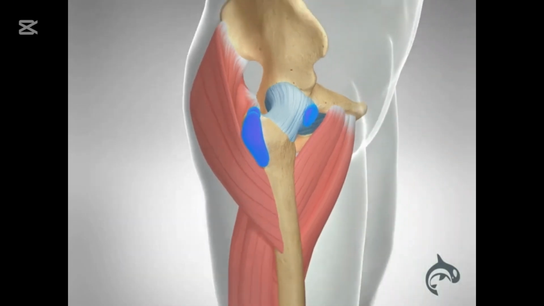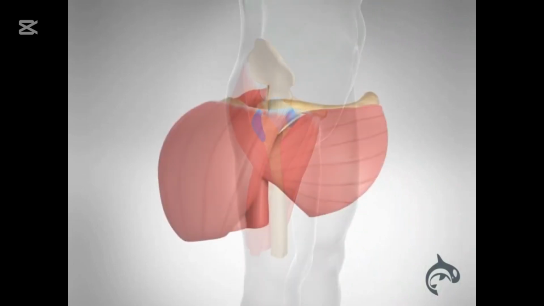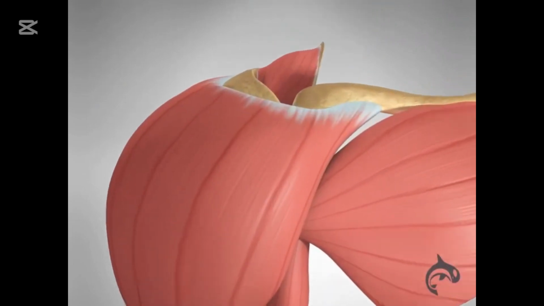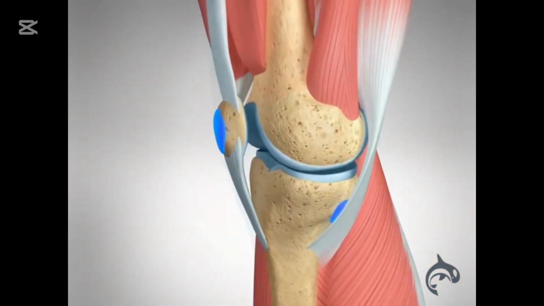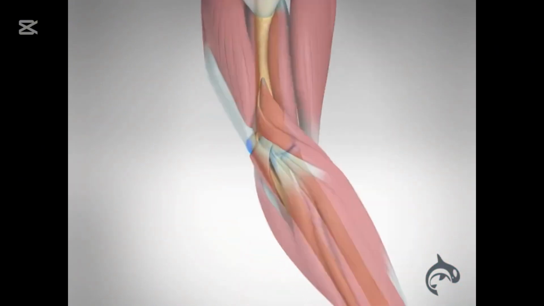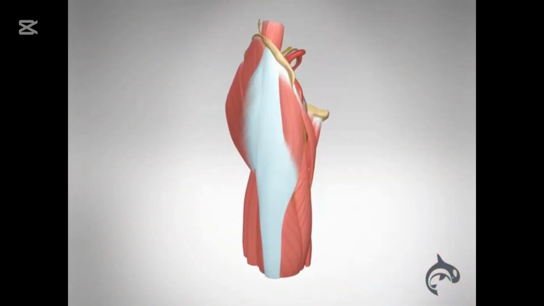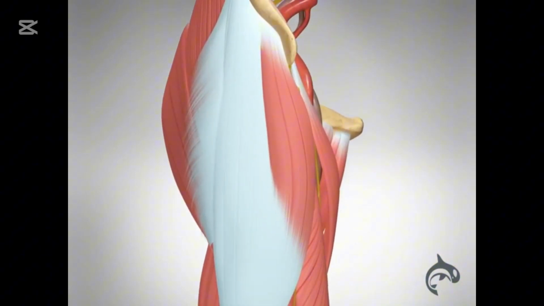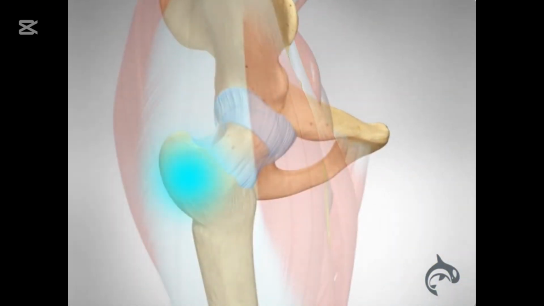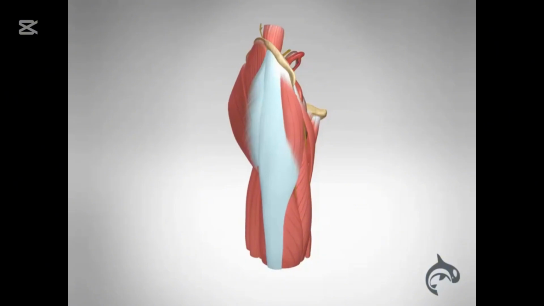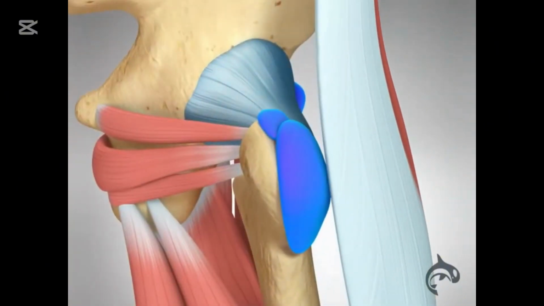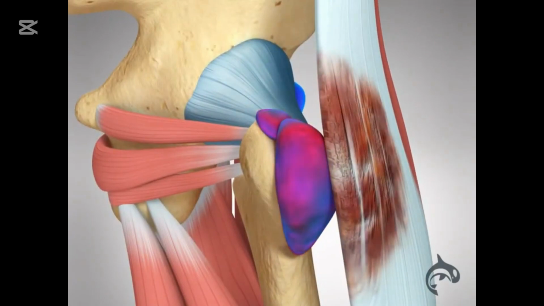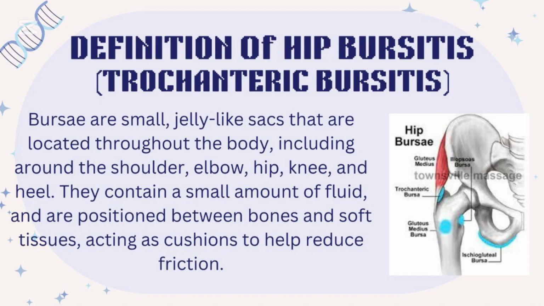Bursa are small, jelly-like sacs positioned between bones and soft tissues around joints throughout the body. They act as cushions to help reduce friction but can become inflamed in a condition known as bursitis. Trochanteric bursitis can cause pain at the outside of the hip near the greater trochanter. When the bursa at this joint becomes irritated or inflamed, it causes pain in the hip that can extend into the iliotibial band. I will start the definition of hip bursitis first.